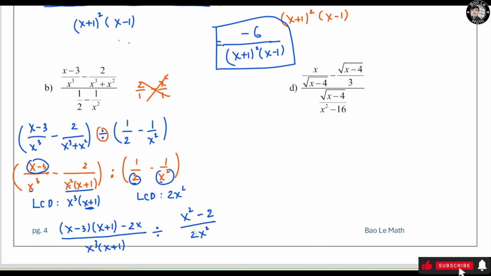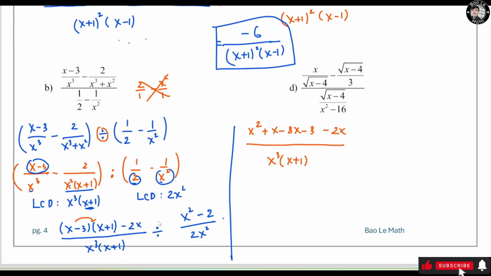Now, at this time, you can take the reciprocal of this one and turn this one into multiplication, right? Now, for the first one right here, I need to distribute this one, right? So it could be s² + s − 3s − 3, right? And minus 2s right here, divided by s³ times (s + 1), right? Now turn this one into multiplication and take the reciprocal of this guy. So it could be 2s² over (s² − 2), right?